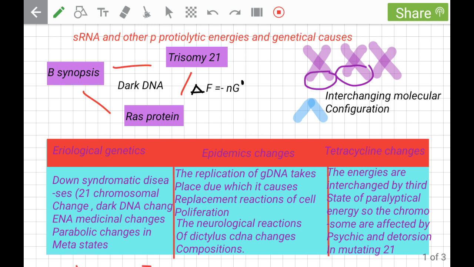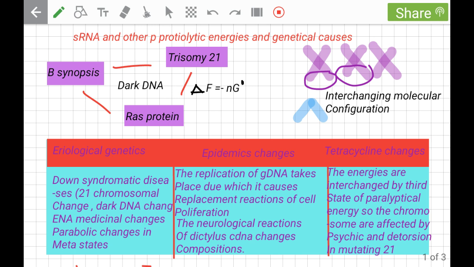So ENA medicinal changes are parabolical changes in them. ENA is a brain disease which is caused because of the higher concentration of energies. Like with human Homo sapiens, the plants also have their plantae kingdoms which affect all the biological cycles. This is responsible for it. The neurological distortions are being caused by the compositions which are being raised by the bacteria of gram positive, gram negative. The dictylus cDNA changes it.